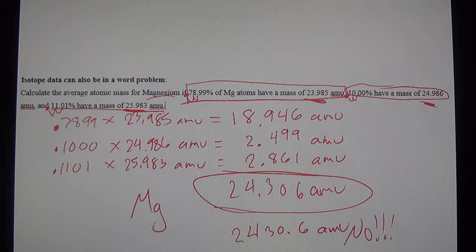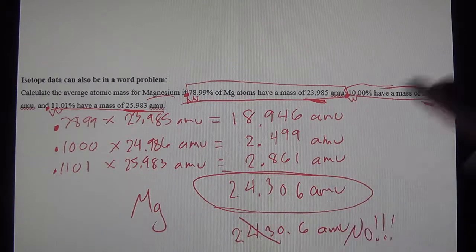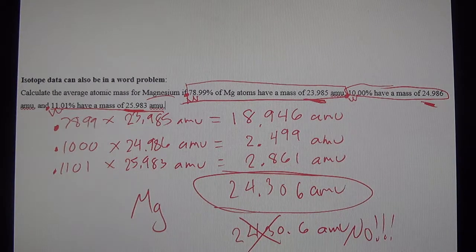But don't just think, oh, I have an answer, I'm moving on. Do take a moment to see, is that answer realistic? 2,000 is not realistic when you're starting with 23s, 24s, and 25s. So, good luck on your practice. That is how we find an average atomic mass.